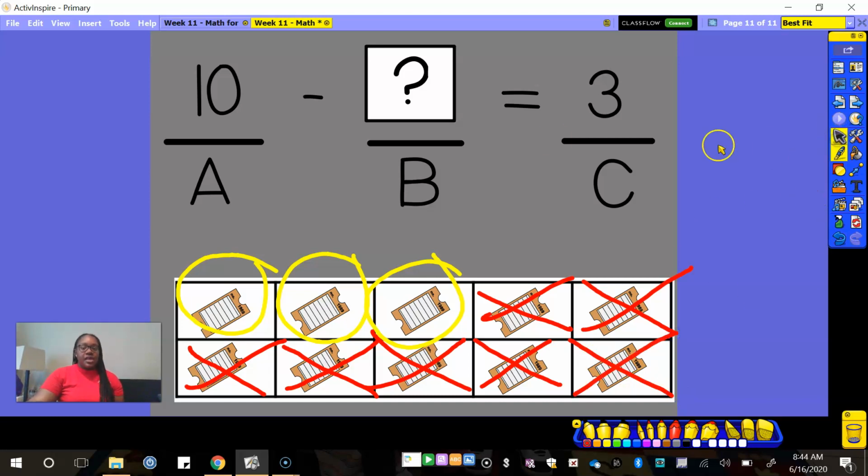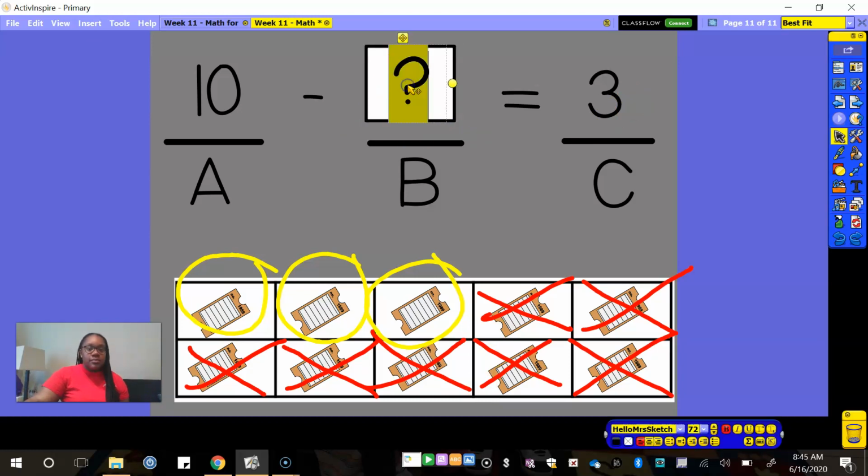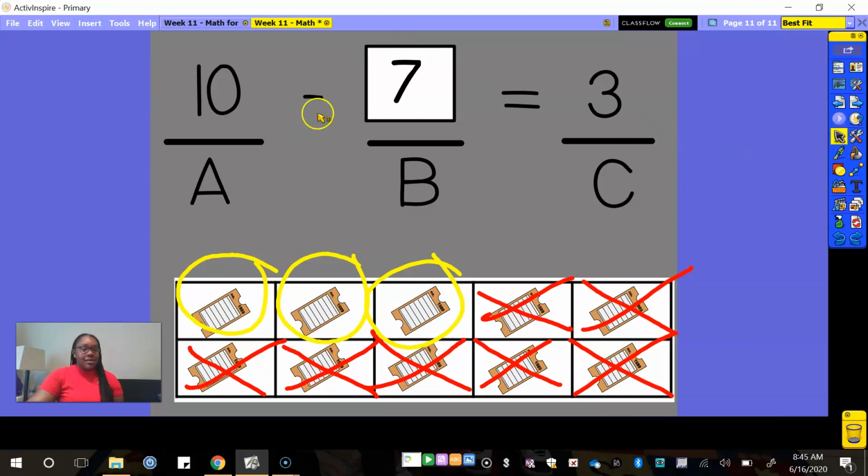So if 10, I'm sorry, I said if 10. Miss Bank is so silly. If Drew had 10 tickets in the beginning, and he used 7 of those tickets, he'll have 3 left over. So 10 minus 7 equals 3.